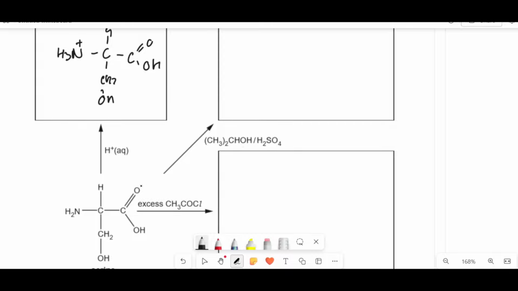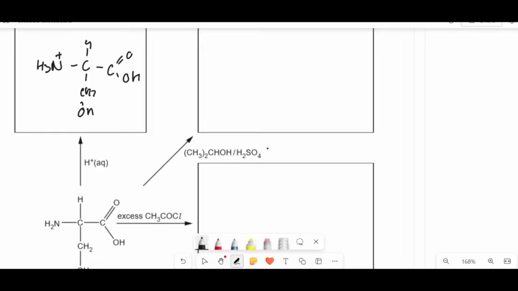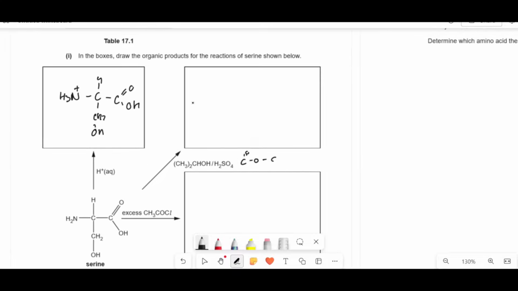Because there's a carboxylic acid and an alcohol, we're going to be making an ester through a condensation reaction. Every single condensation reaction leading to an ester link always looks like this, with a C there. So what happens is, we will just have these two joined together. So it would be H2NCHCH2OH, right? And then it's going to be C double bond O, and then this whole bit there. So CH, CH3, 2, like that.